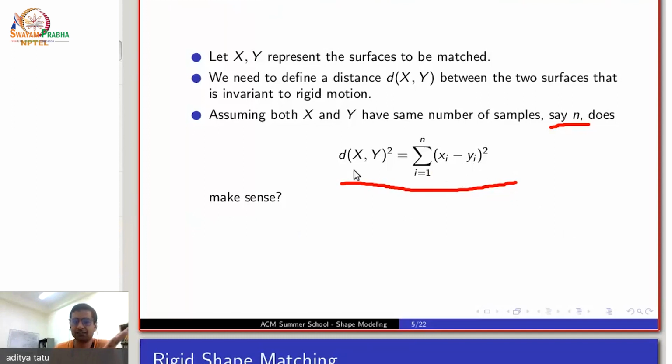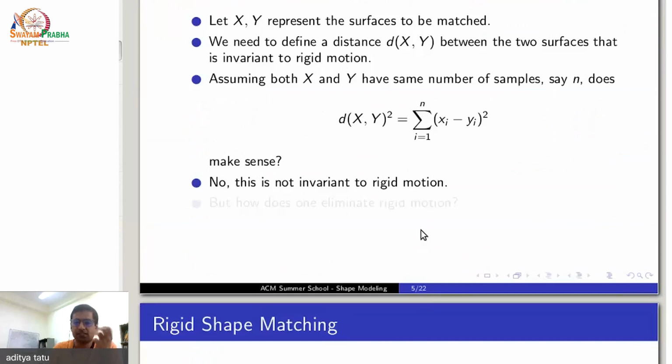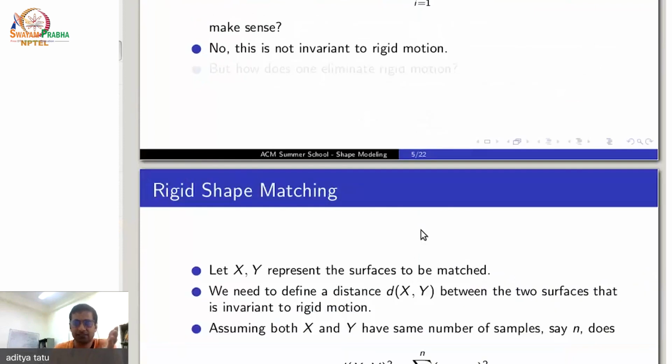Because if I shift the surface x, translate it, this distance may increase. So this doesn't make sense, right? Because it's not, of course, invariant to rigid motion or similarity transformation. Once again, typo there.